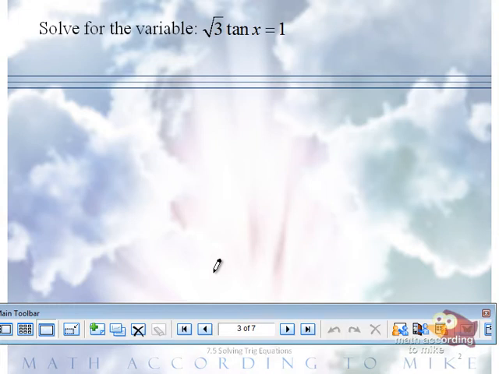Solve for the variable as the directions say. The square root of 3 tangent of x equals 1. So when we're all done, we just want x equals and some junk after that.